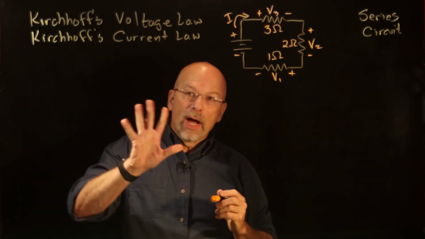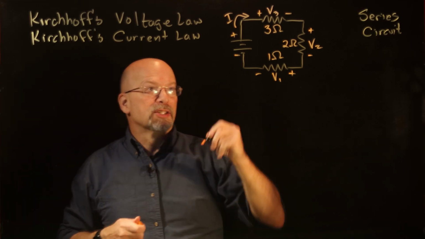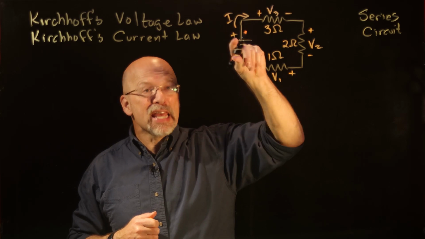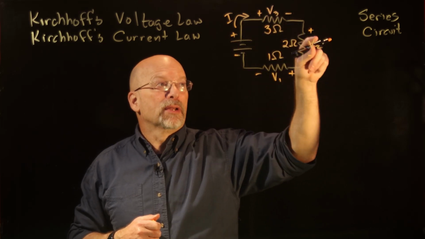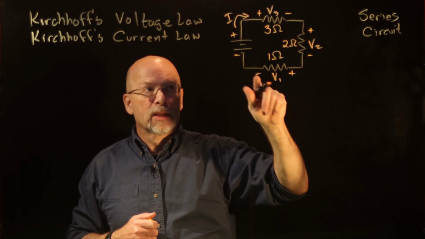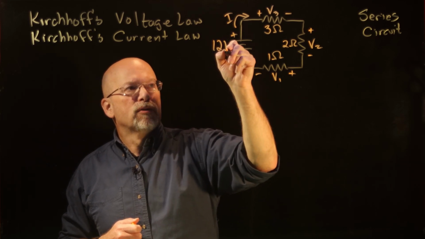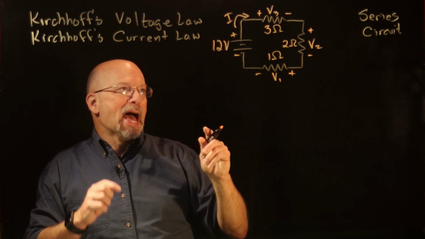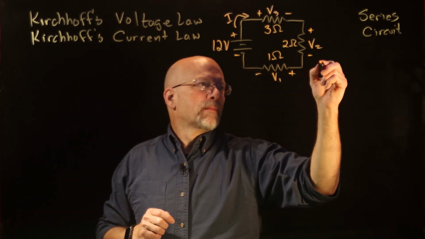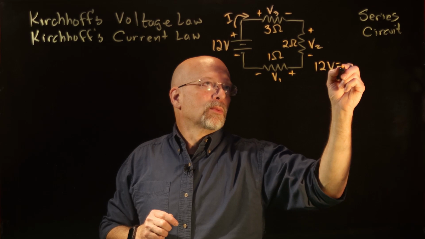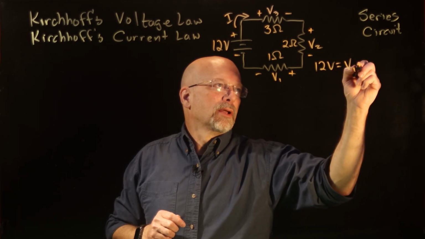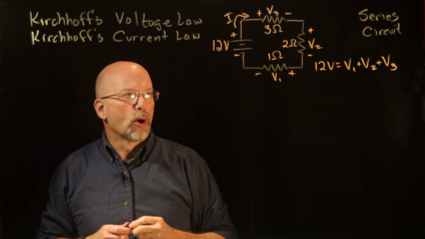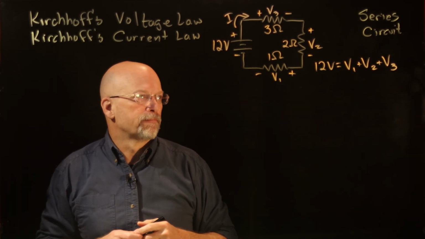Now, what Kirchhoff's voltage law says is that the voltage coming out of that battery is equal to V3 plus V2 plus V1. Let's just pick 12 volts as the voltage for our battery. That means that 12 volts is equal to V1 plus V2 plus V3, as we go around that loop, the series circuit.